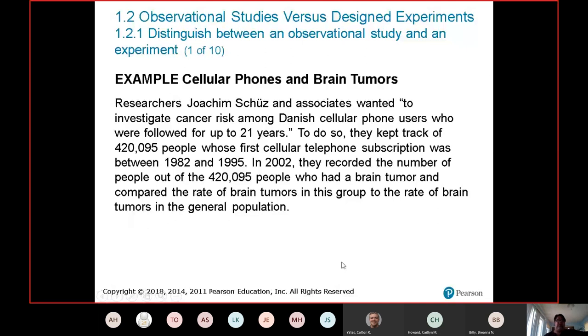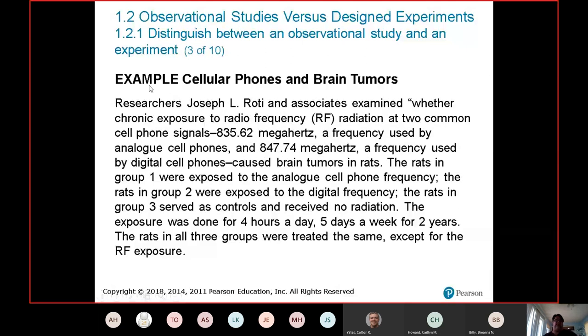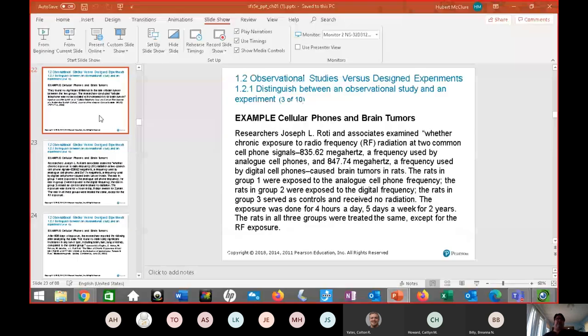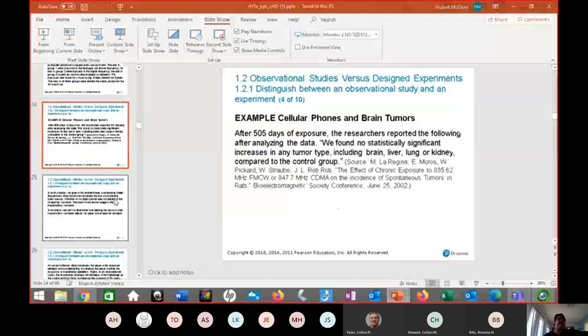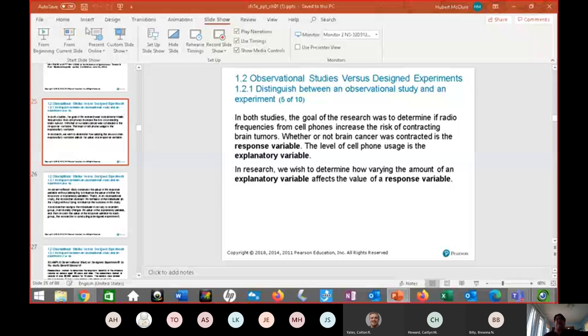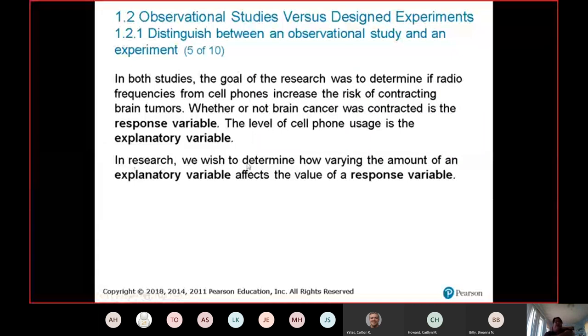Okay, did they say whether that was an observation or a... Okay, there we go. In both studies, the goal of the research, I thought they were going to just give us one example, I'm sorry. Okay, they didn't say whether it was an observational study. It looked like an observational study.